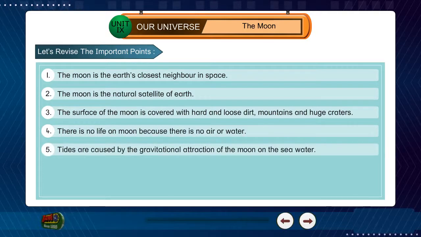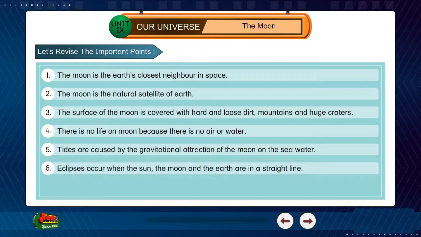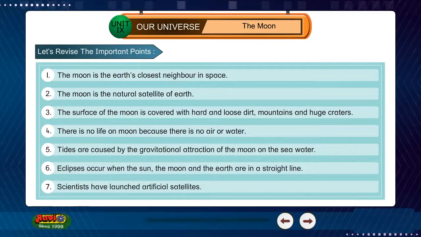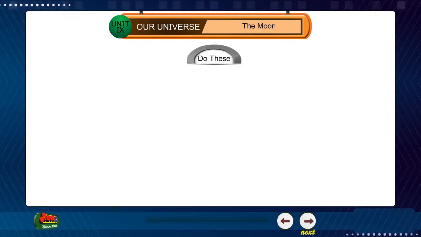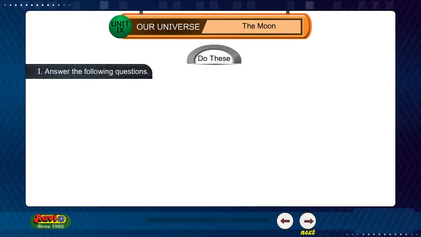5. Tides are caused by the gravitational attraction of the Moon on the sea water. 6. Eclipses occur when the Sun, the Moon and the Earth are in a straight line. 7. Scientists have launched artificial satellites. Do these. 1. Answer the following questions.